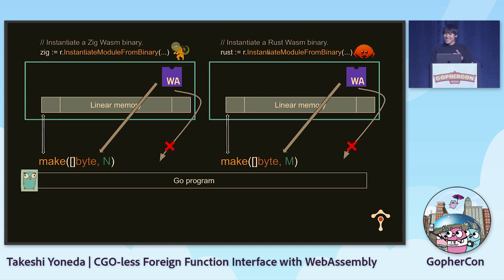So as a consequence, these foreign functions will never be able to access other parts of the memory space. So this is a clear difference, because when you're using CGO, your foreign functions have access to an arbitrary range of the memory space of the Go program, right? So this is a very clear difference.